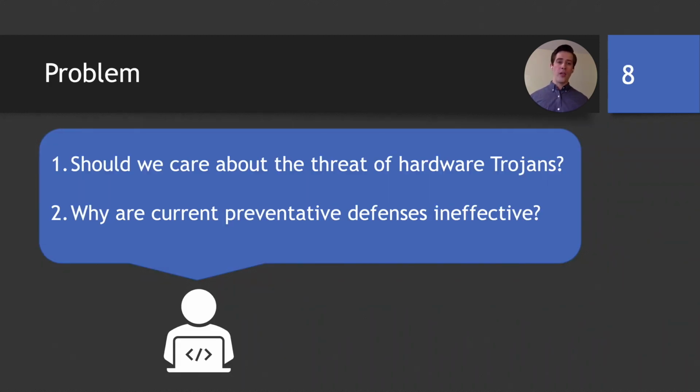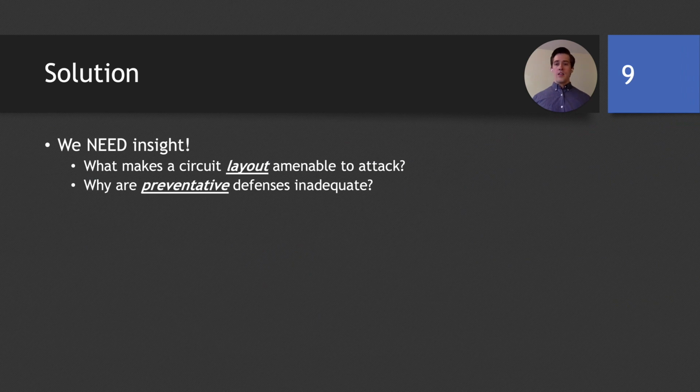In this work, we aim to address two key questions to provide some clarity with respect to the real threat posed by hardware Trojans. The first, should we even care about hardware Trojans? How challenging is it to insert a Trojan at fabrication time? The second, why are current preventative defenses ineffective, and how should we improve them? To answer these questions, we need insight. We need to understand what makes a circuit layout amenable to attack and why preventative defenses are inadequate.